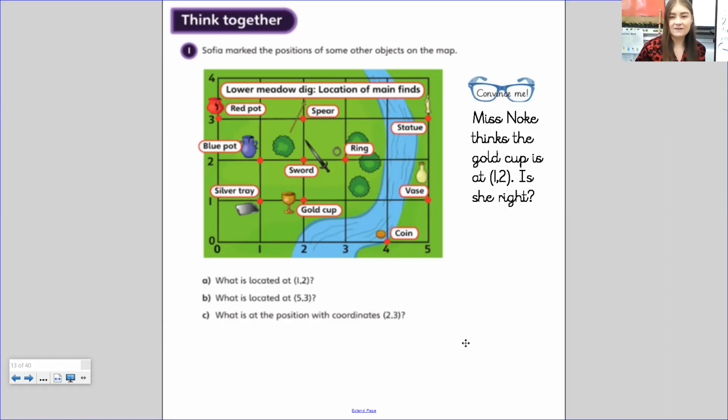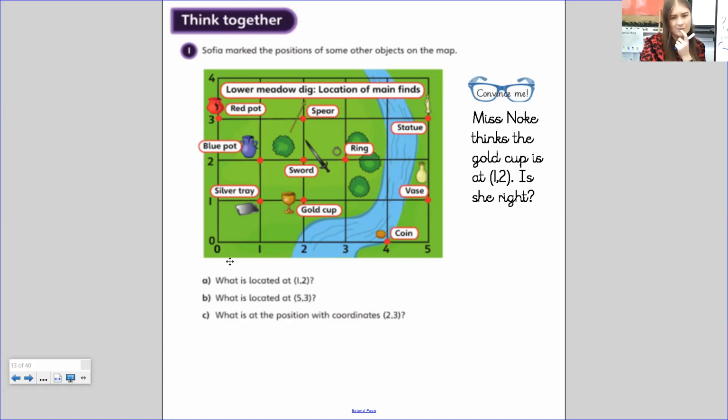Okay, so the mistake that I've made is, let's see what 1, 2 actually is. 1 and then 2. It's the blue pot, not the gold cup. So what have I done wrong then? I've done something wrong. I've used the right numbers.